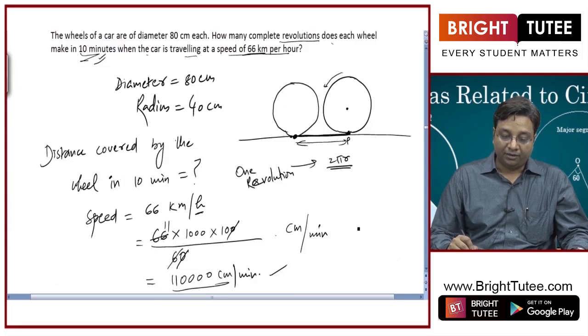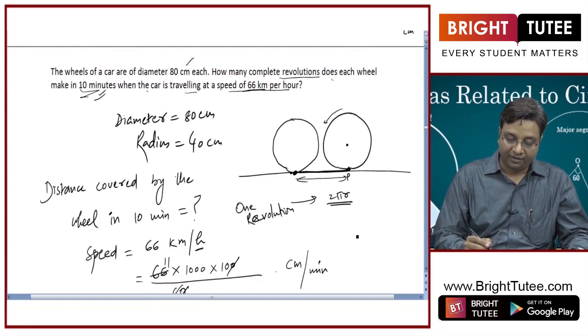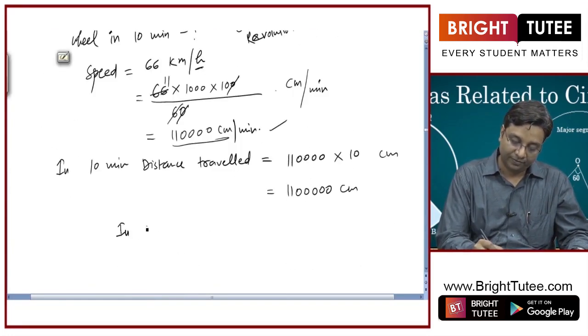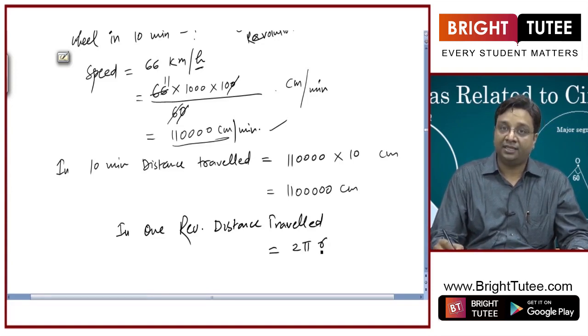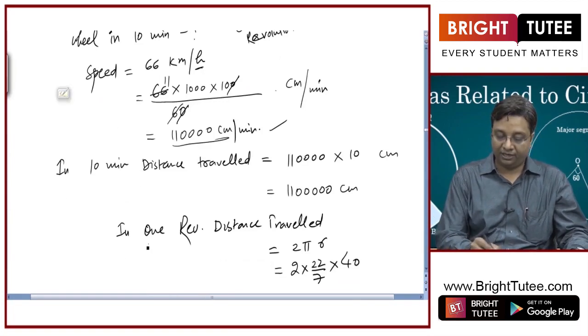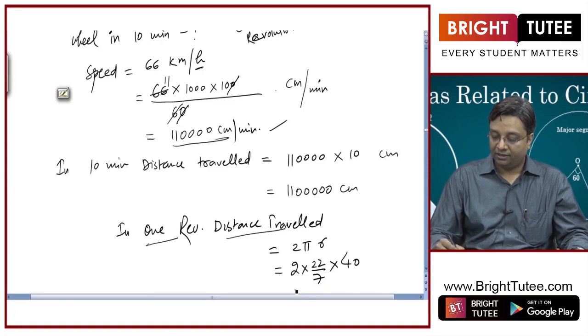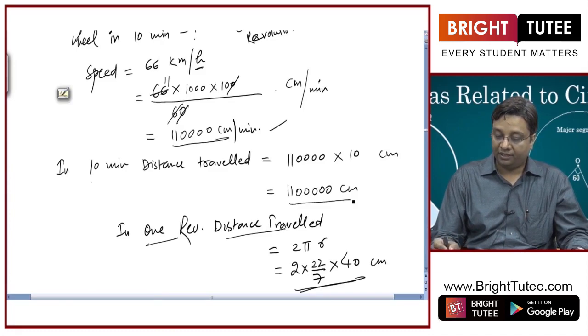Now, how many revolutions? So, in one revolution, what is the distance travelled? In one revolution, distance travelled is equal to 2 pi r. R is radius. So, 2 pi, pi is taken as 22 by 7. What is the radius? It is 40 centimeter. So, take it 40. In one revolution, the distance is travelled this much. This is in centimeter. And in 10 minutes, the distance travelled is this much.